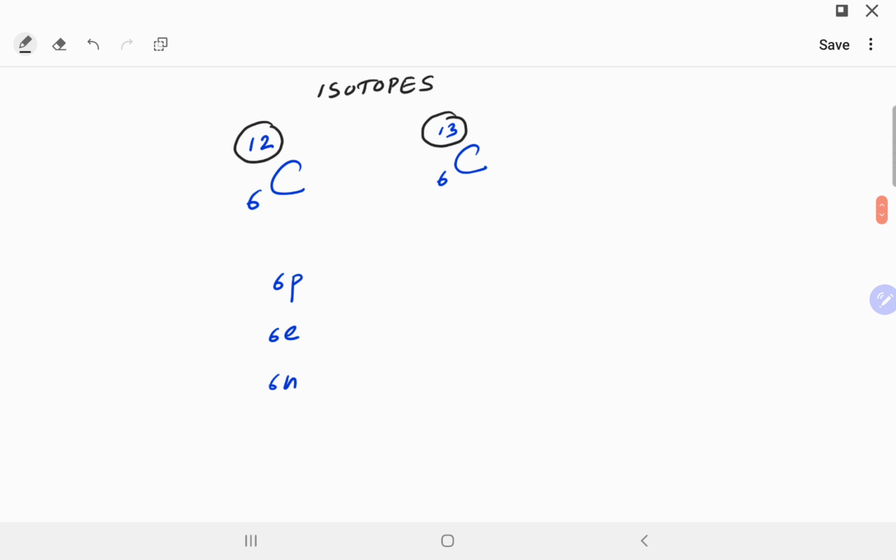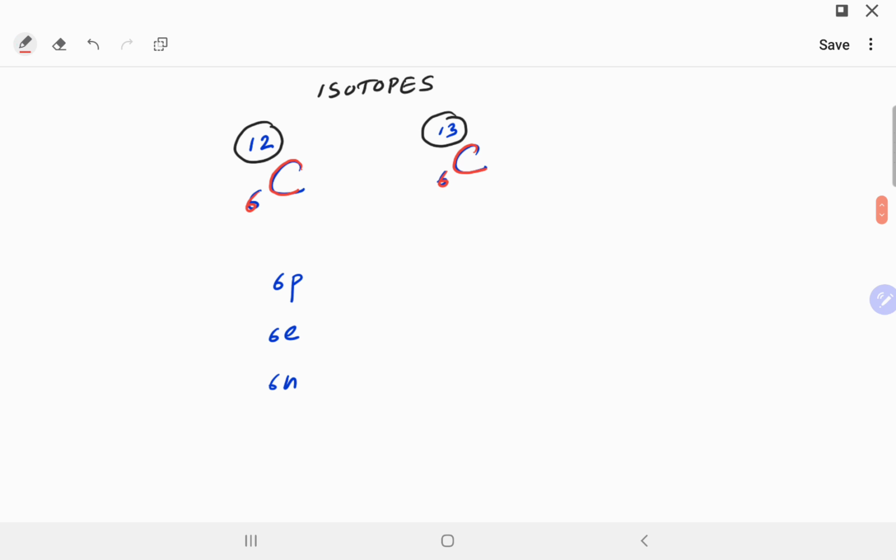How do we recognize them as the same element? Of course, the element symbol is carbon, and also the atomic number is 6. So we know that they are both carbon atoms. But here's the thing, the only difference is that they have a different mass number. So isotopes are atoms of the same element with different masses. Why do they have different masses? They have different masses because they have different numbers of neutrons.